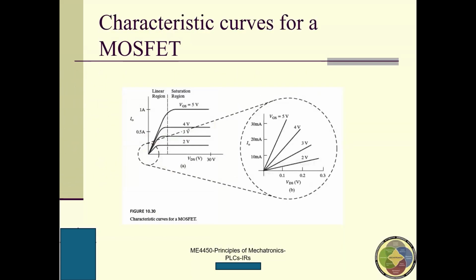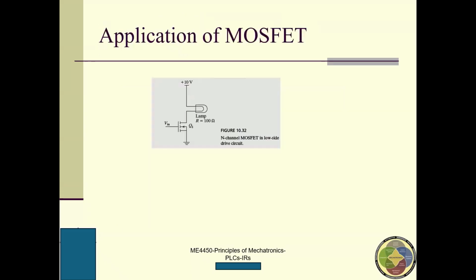Here is the characteristic curve for the MOSFET, and this is enlarged. You can see here is the linear region, and here is the saturation region. So this is opposite to the BJT. Be careful. Whenever you see something different, just memorize the differences between these two. Now for the application of the MOSFET, the same thing. I'm going to show you how it works.